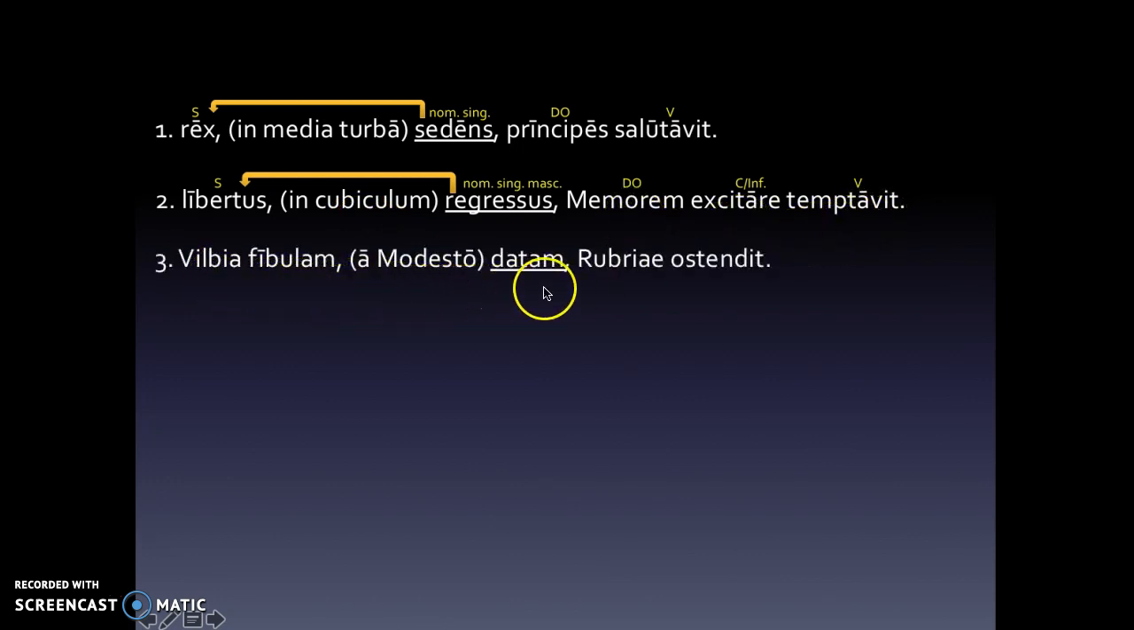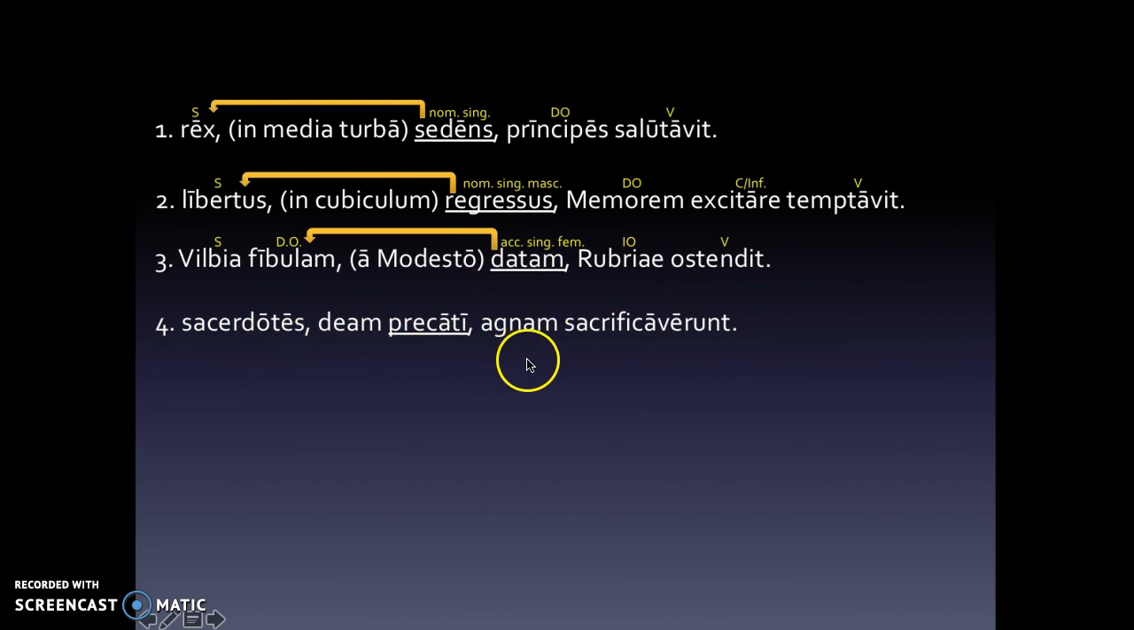Volubilis fibulam a Modesto datam Rubriae ostendit. Okay, we know that datam is going with fibulam because they are both accusative, singular, and feminine. Volubilis, nominative, so that's our subject. Fibulam, accusative, so that's our direct object. A Modesto is a prep phrase. Rubriae is dative, so it's our indirect object. Ostendit is our verb. Volubilis showed the brooch to Rubria, having been given by Modestus. We could do that another way. It might sound a little bit better if we say Volubilis showed the brooch having been given by Modestus to Rubria.